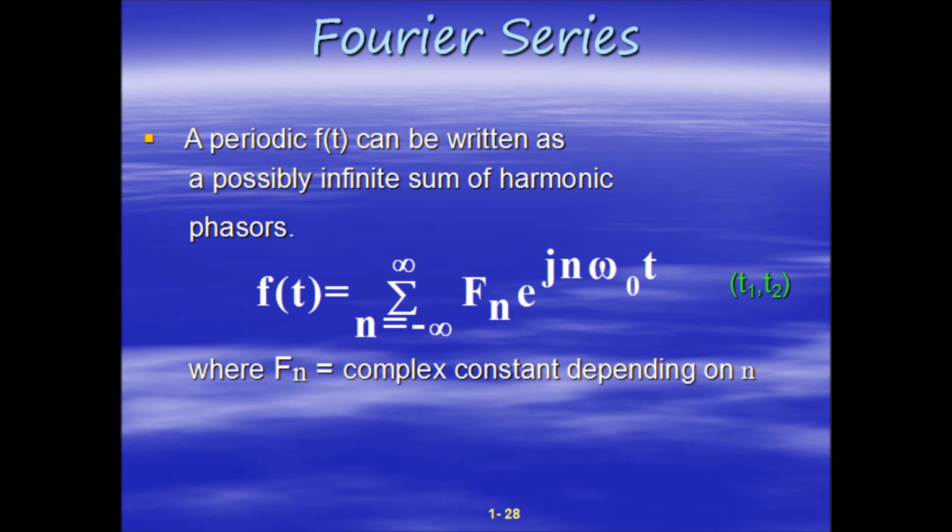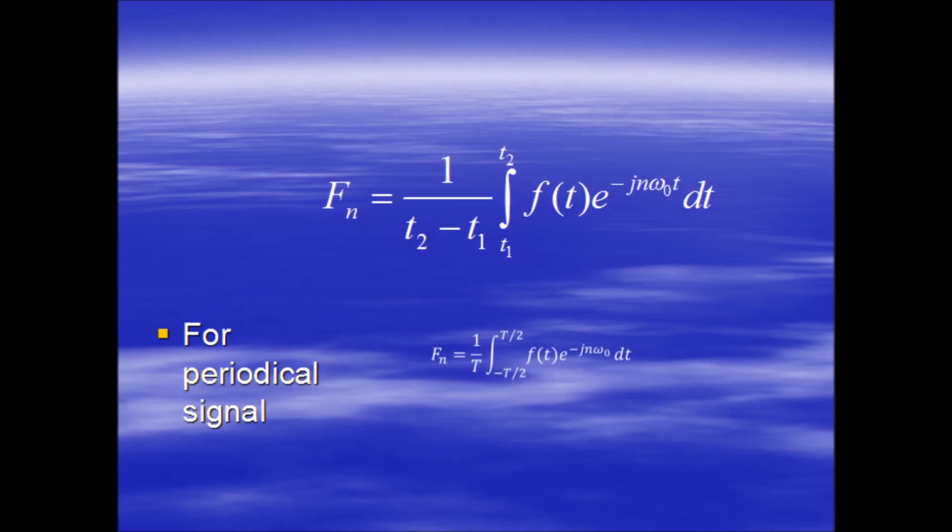Now we talk about how we can calculate this Fn, this amplitude. This amplitude Fn we also call the Fourier series coefficient. This equation shows how we can calculate Fn. Generally we have an integral from t1 to t2. f(t) is multiplied by the complex exponential e^(-jnω0t), and normalized by the time duration. If your signal is a periodical signal, we just integrate over one whole period and normalize by this period.